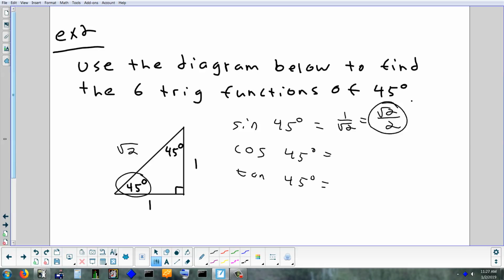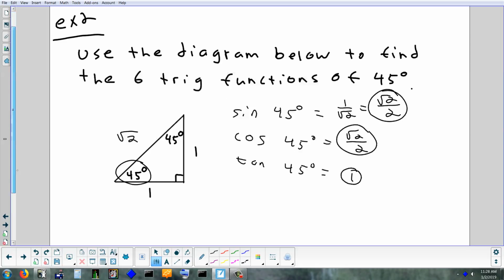I wouldn't have gotten it. Now, the cosine is exactly the same, right? Because opposite and adjacent are the same. So that's also root 2 over 2. And then the first one, Robin gave us that one, opposite over adjacent. She said it was 1. So that one's 1. Okay, any questions on that one? Does anyone want me to go through and find secant, cosecant, cotangent? Yeah? Cosecant or secant? Yeah, and they're going to be the same.